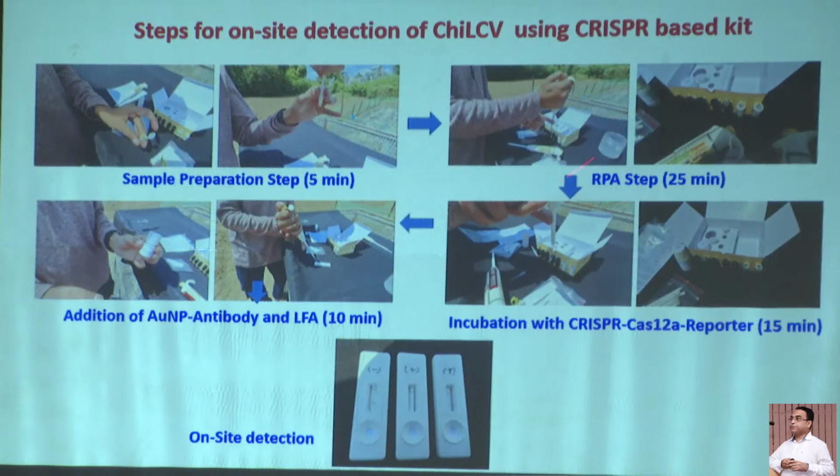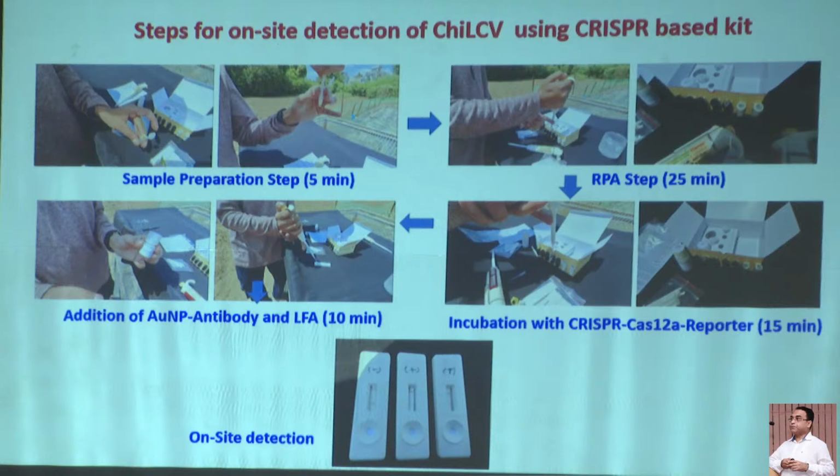And you can see how in the field we are performing without any instrument. Take the crude sap, prepare the crude sap, then add RPA reagents, then add the AuNP antibody, then the CRISPR-Cas reporter, then add the AuNP antibody, and finally read the test strip. In that way, in the field itself, we can detect the virus without isolating DNA or doing anything else.